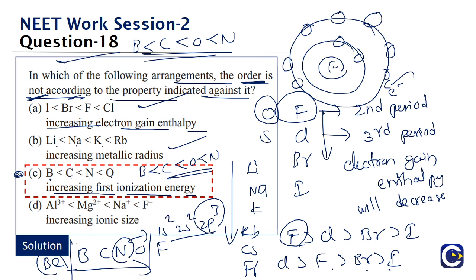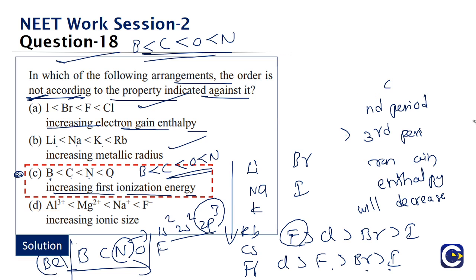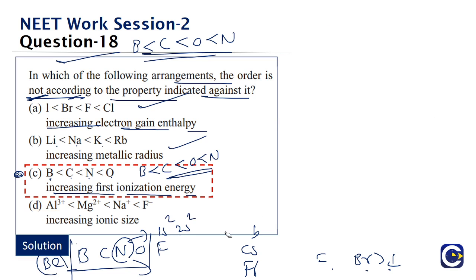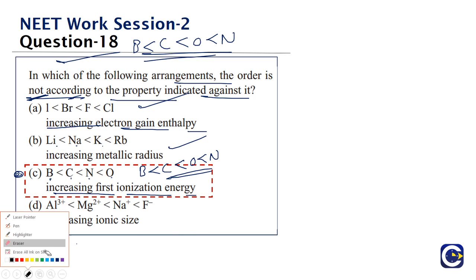Okay, look at option D. Al3+ is less than Mg2+ less than Na+ less than F minus, increasing ionic size. What are all these species? These are all isoelectronic. So we got our answer for this question, but we'll anyway discuss option D also. They are talking in terms of the ionic sizes. These are all isoelectronic species.